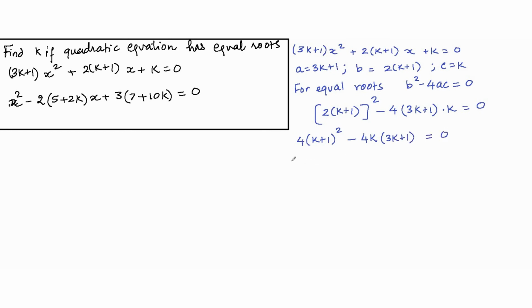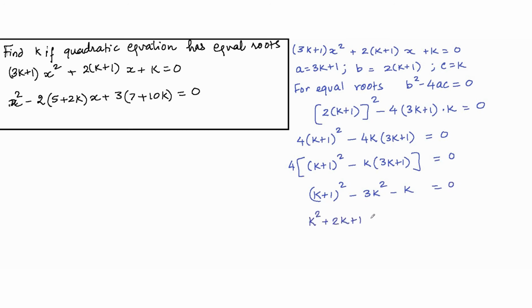I can take 4 out as common, so it becomes 4 times k plus 1 the whole square minus k into 3k plus 1 is equal to 0. So I can take the 4 down for division to the other side. So 0 by 4 becomes 0. So this is k plus 1 the whole square minus 3k square minus k is equal to 0. Opening up the brackets here, I get k square plus 2k plus 1 minus 3k square minus k is equal to 0. K square minus 3k square is minus 2k square. 2k minus k is plus k plus 1 equals 0.